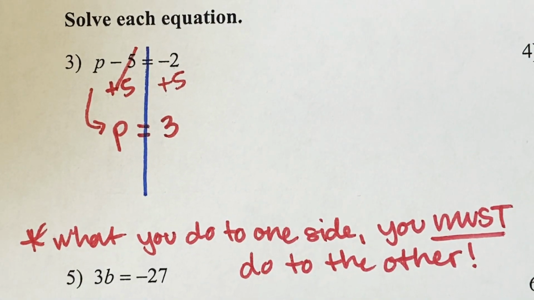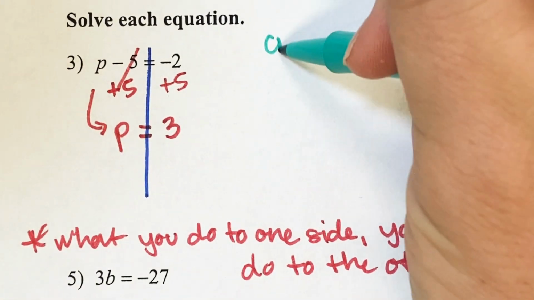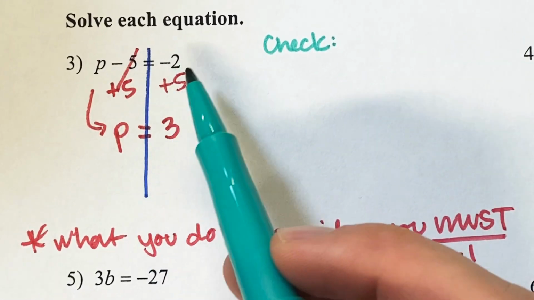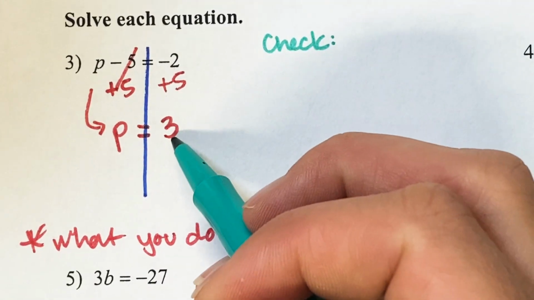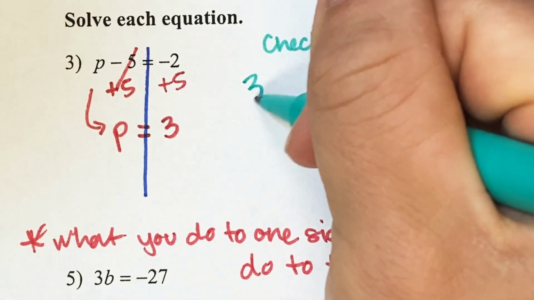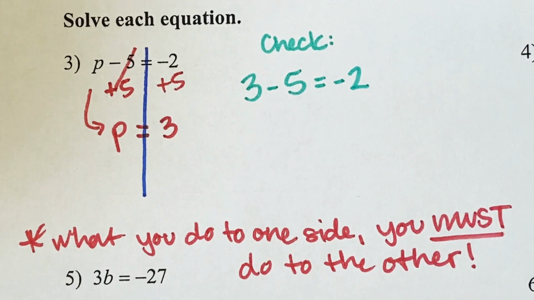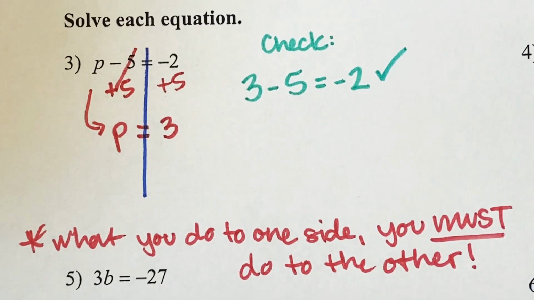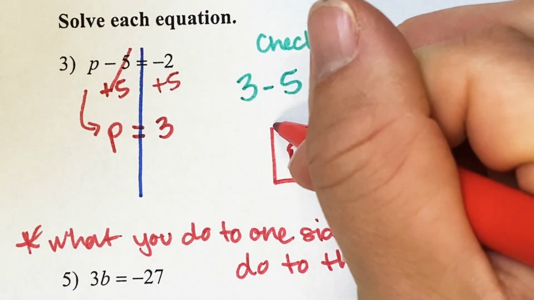Now I'm going to check my work, because we should be able to plug in a 3 for the p and our equation should make sense. So we found that p equals 3. I'm going to plug that into where p used to be. So 3 minus 5, does that equal -2? 3 minus 5 does equal -2, so we did it right. So we know that our answer is p equals 3.